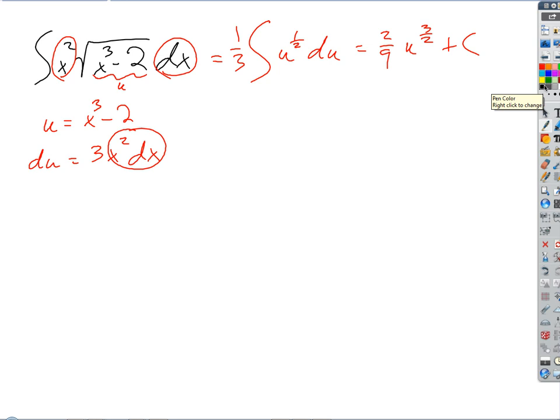Substitute in. Okay, reverse the substitution. Good, and so we end up with 2/9 times the quantity x cubed minus 2 to the 3/2 plus c, right? Yes. All right, heck of a deal. Okay, last thing I'm going to show you then. You guys are in great shape then. We're moving on. This is real good.